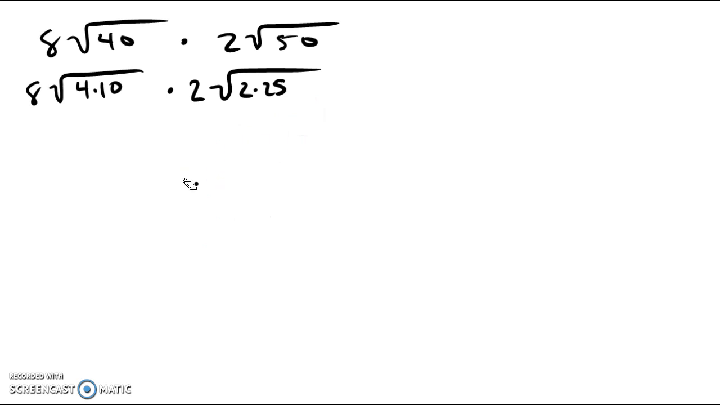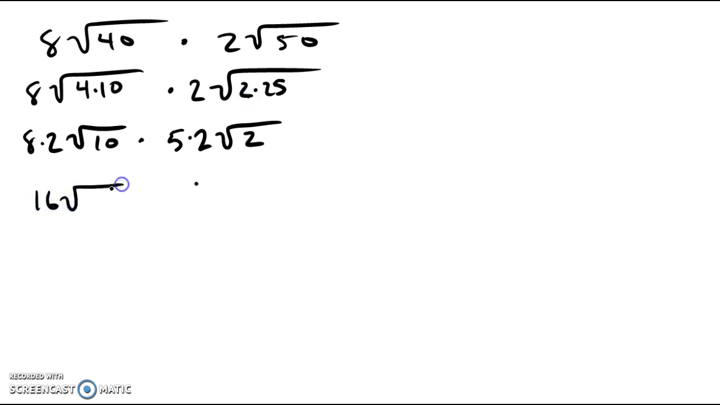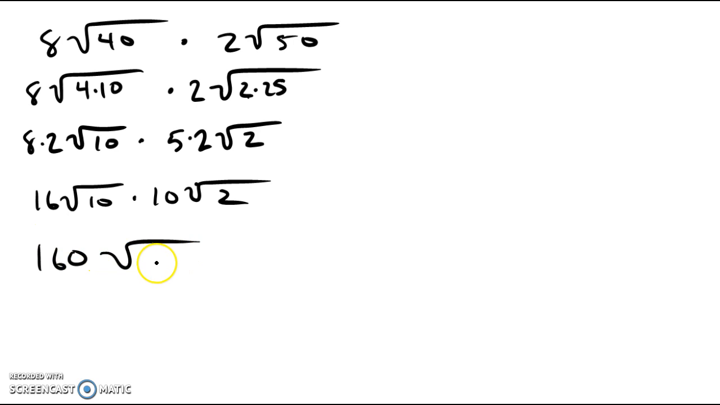I can take the square root of the 4, and I'm going to make it 2. So now I've got 8 times 2, square root of 10. Take the square root of 25, which is 5. So we've got 5 times 2, square root of 2, because that 2 we're keeping inside. Now I have 16 square root of 10, and then times 10 square root of 2. Now multiply my outsides, I get 160. Multiply my insides, 20.